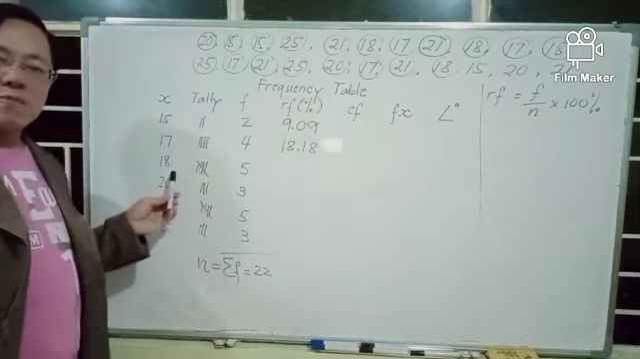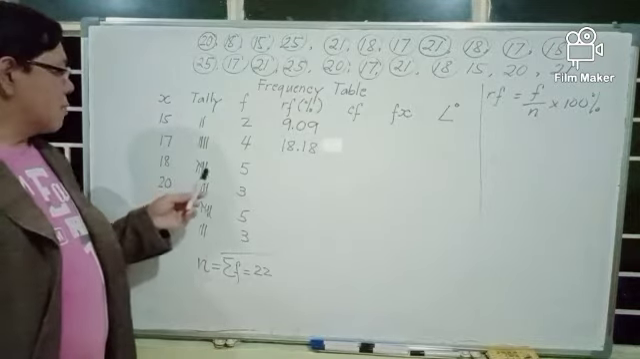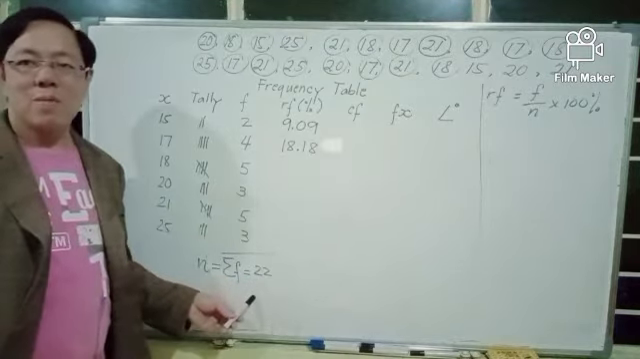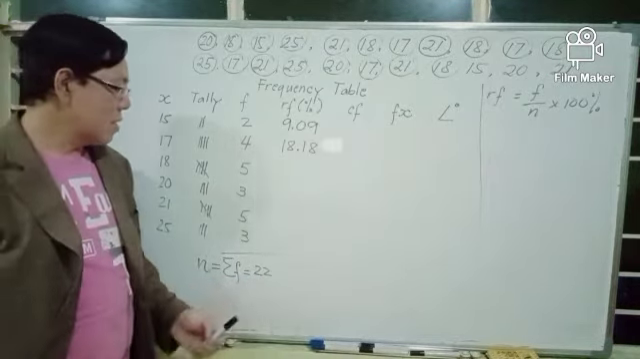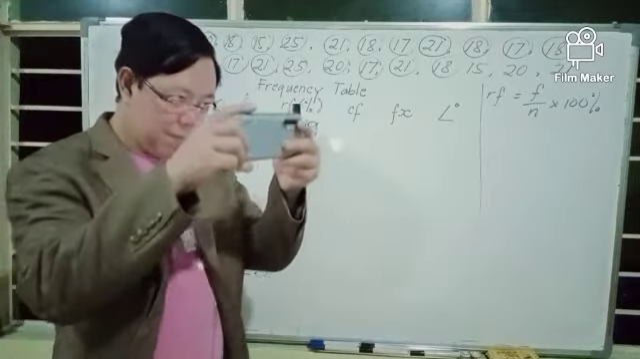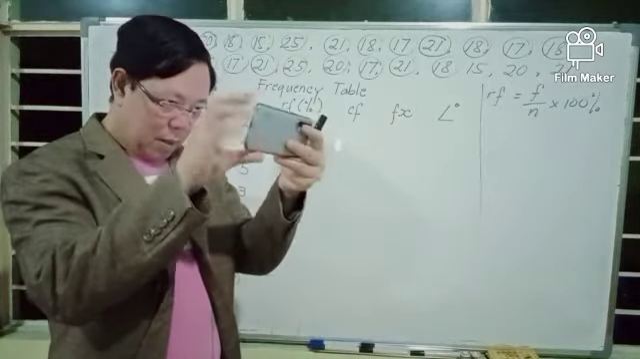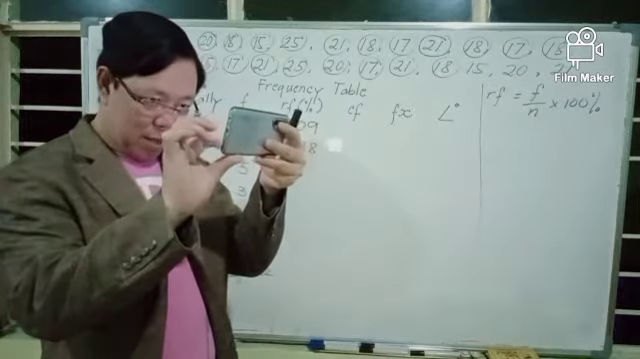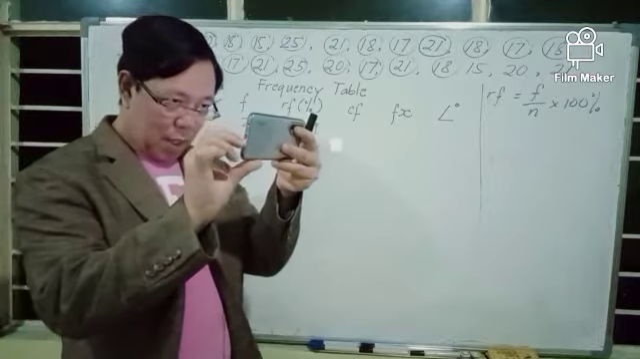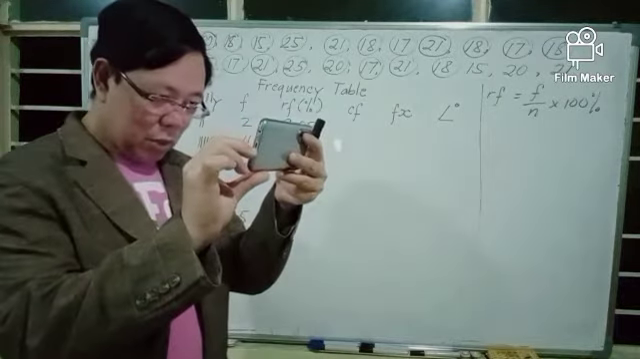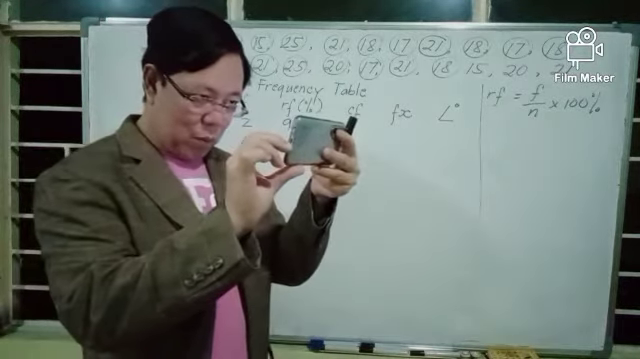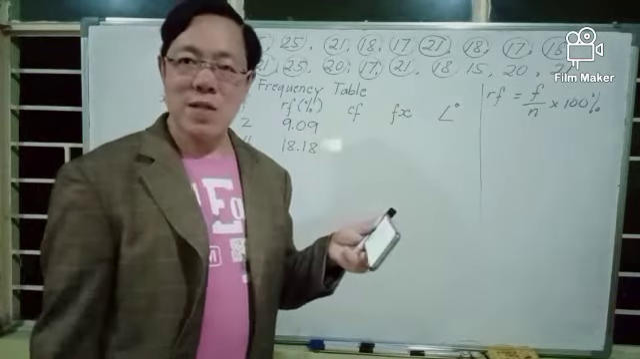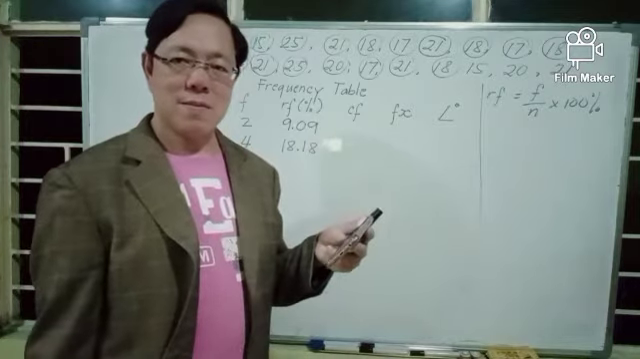Now we find the relative frequency of 18 by dividing its frequency 5 by the sample size of 22 and multiplying by 100%. We have 5 divided by 22 multiplied by 100. And you should get 22.72. The digits 72 are repeated without end.